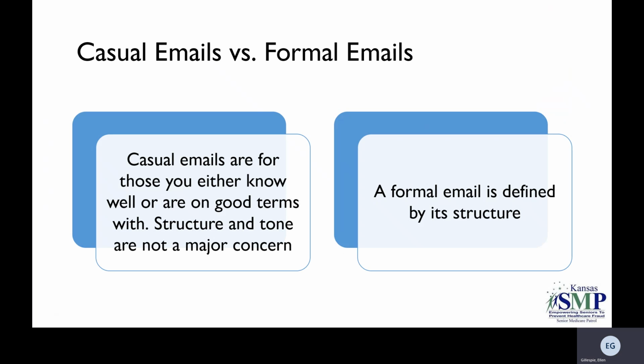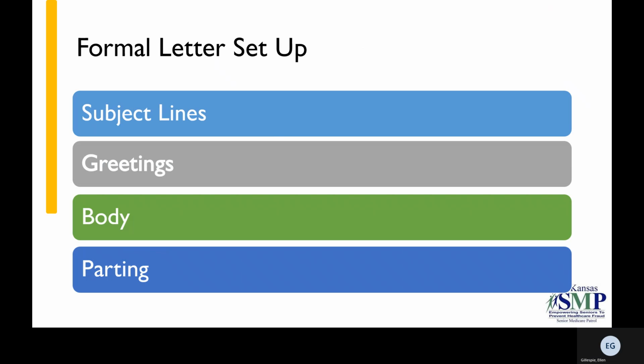Most emails you write or read fall under two categories, casual and formal. Casual emails are written for those that you either know well or are on good terms with, so family and close friends may be the prime recipients of these kinds of emails. Their structure and tone are not a major concern, unlike formal emails, which are defined by their structure. Formal emails are designed with a professional tone, as they may be sent out to someone you do not know well, or to a supervisor or colleague. Formal emails are set up as follows: subject lines, greetings, the body, and the parting.